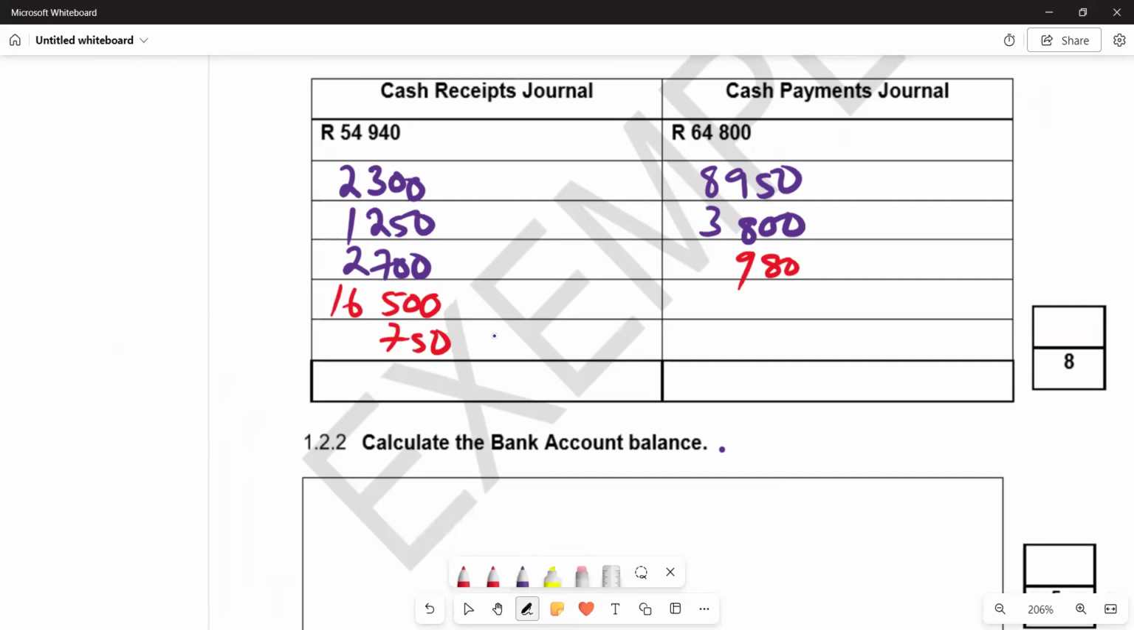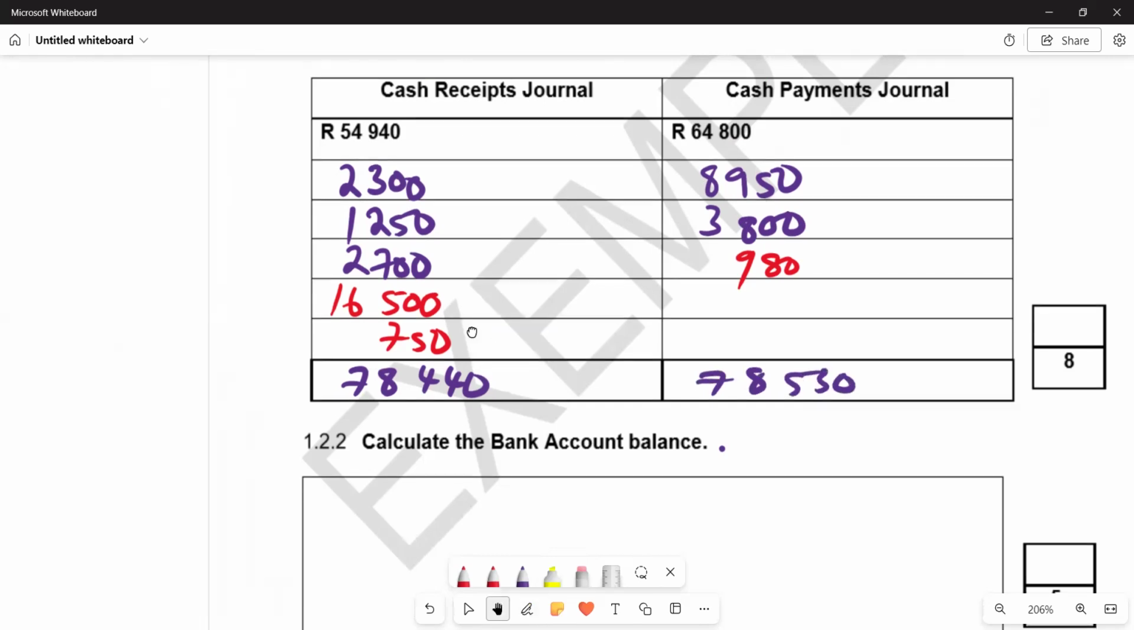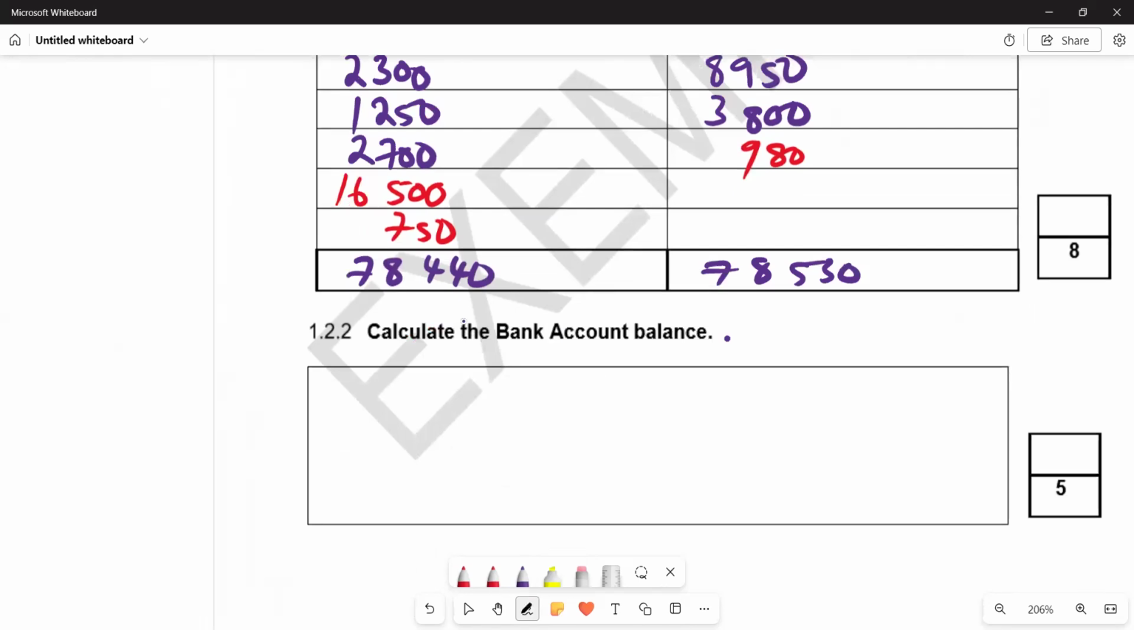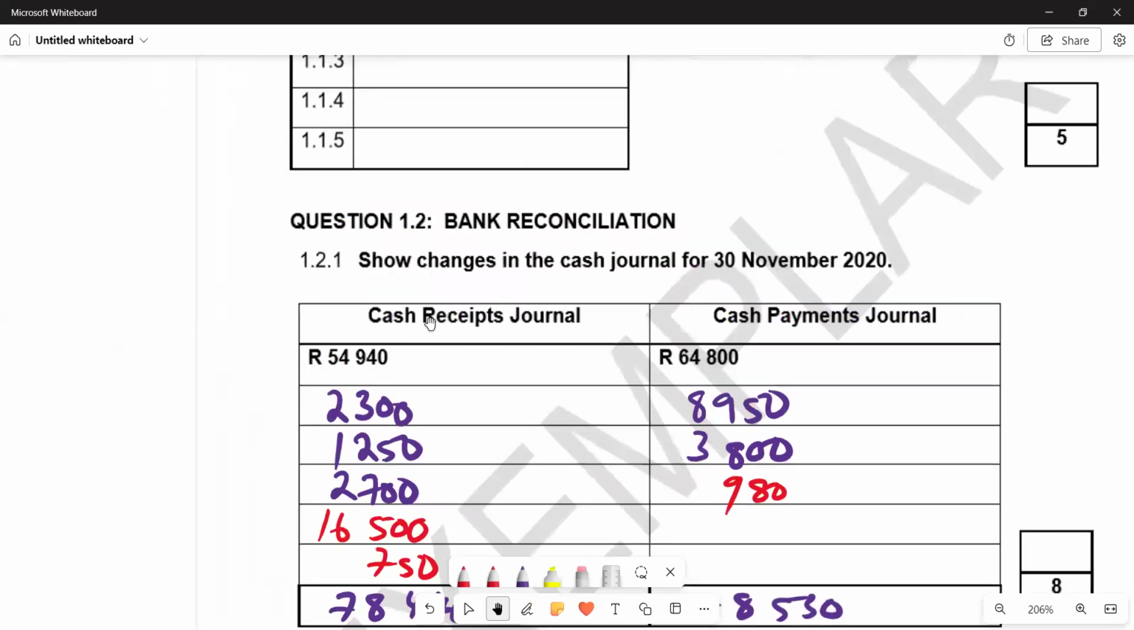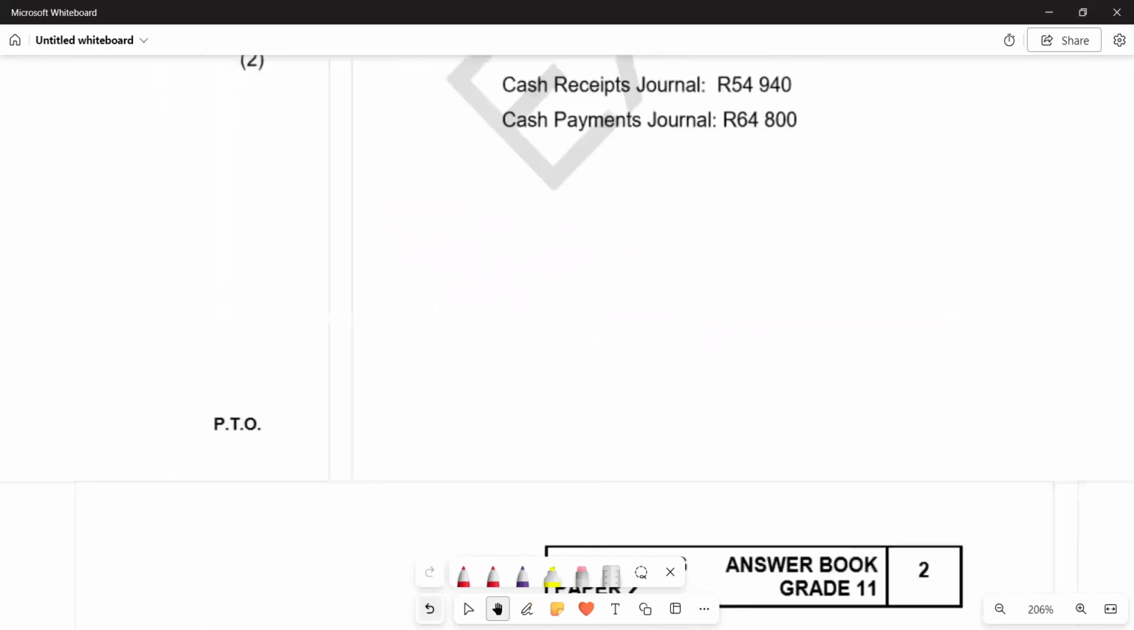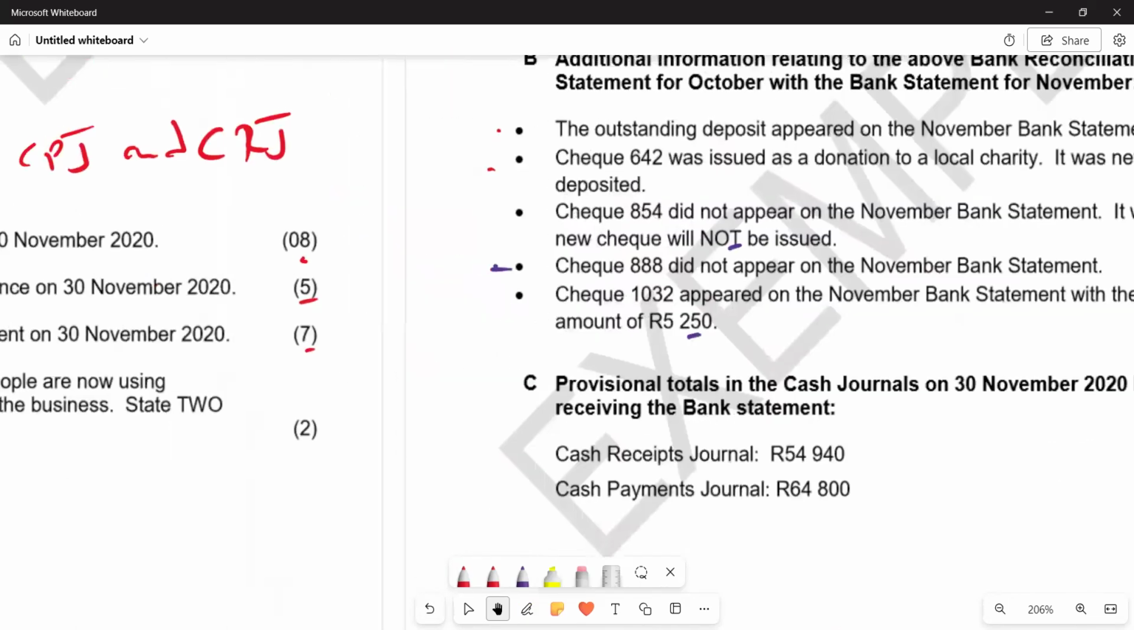So if you add the cash receipts journal, we're going to find a total of 78,440. You do the same thing to the credit side. We add all what we are having on the credit side, 64,800 plus 8,950 plus 3,800 plus 980. You are going to get your 78,530. So what is going to happen now is we want to calculate the bank account balance. So to calculate the bank account balance, we are going to start with the balance of the bank reconciliation for the previous period. So we go back there.